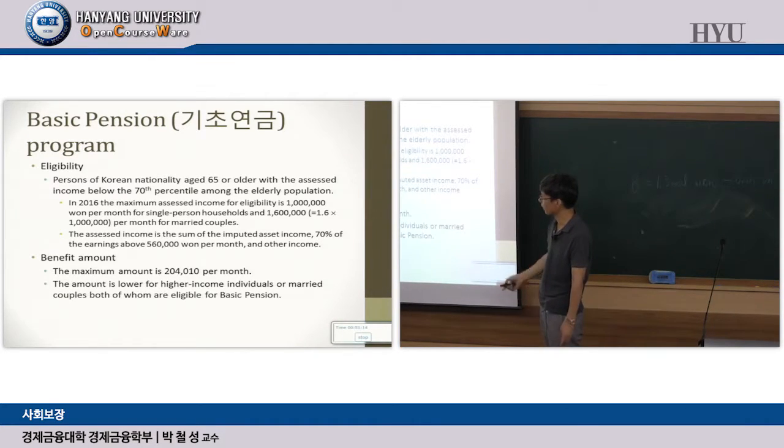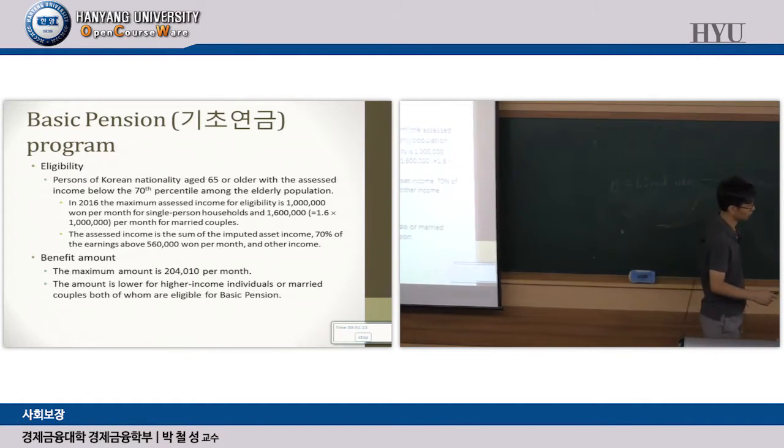Okay, what is the benefit amount? It's not that large actually. So 200,000 won per month. That's the maximum. Okay. It's not that large.